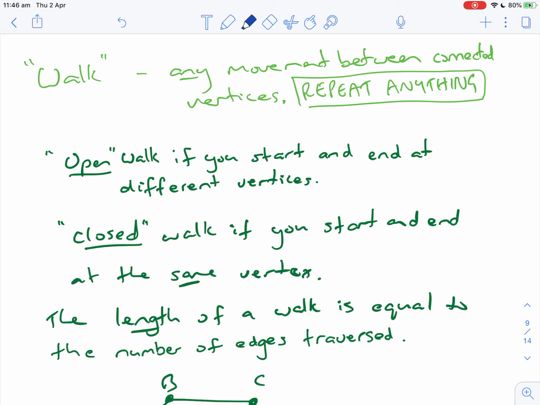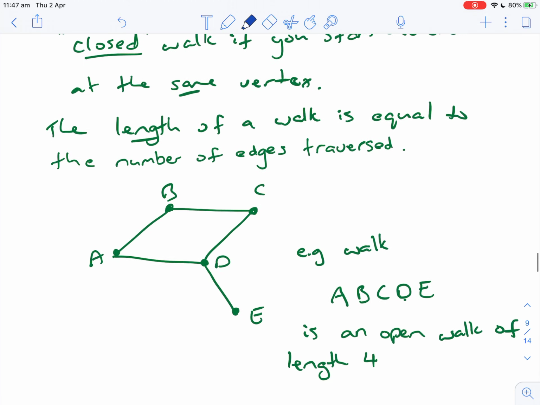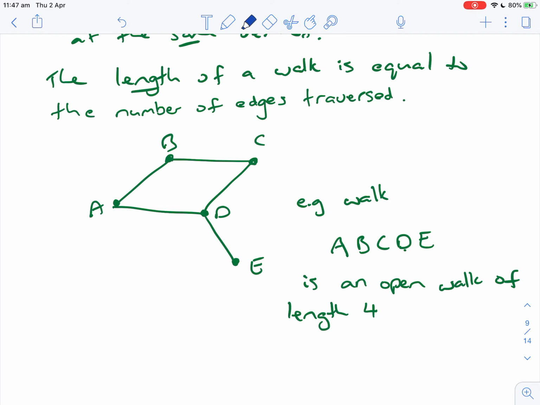A closed walk is where you start and end at the same vertex. The other thing they might ask you is about the length of a walk. And the length of a walk is basically the number of edges you traversed. Be a little bit careful here. If you had a weighted graph, then obviously if they are asking for the distance between places, you'll need to take into account the distances marked on each of the edges. But if there's no distances marked, then it's just how many edges have you travelled.